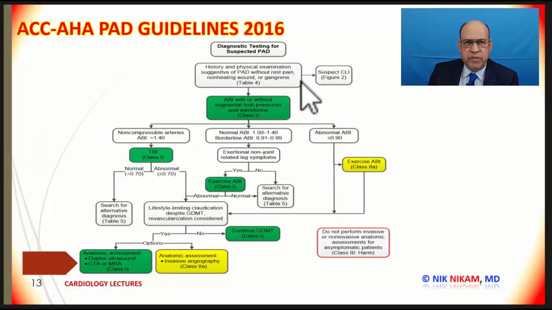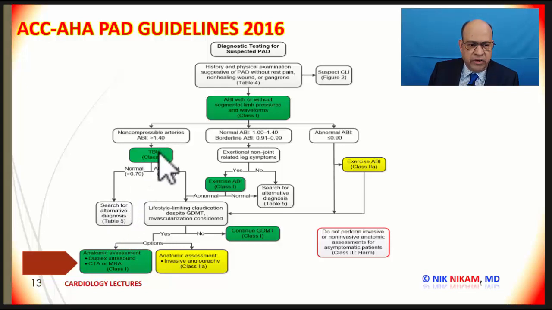Here is a chart which will help us to triage our patients who present with evidence of a peripheral arterial disease. After careful history and physical examination, suggestive of peripheral arterial disease without any evidence of rest pain, they undergo ankle brachial index study. If we are dealing with non-compressible arteries, which I talked about in the elderly population, and if the ankle brachial index is greater than 1.4, they undergo exercise brachial index, and if it is greater than 0.70, it is normal, and we look for any other evidence for claudication in these patients.